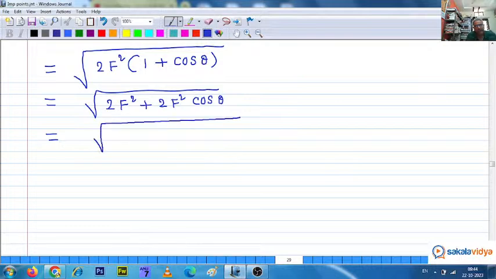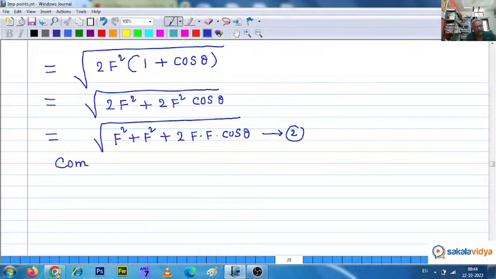F square plus f square, 2f square only. Again, f square can be written as f into f, 2 into f into f into cos theta. So say 2.